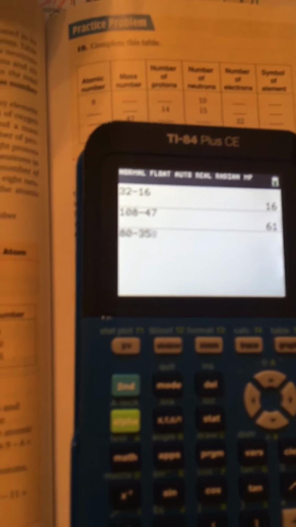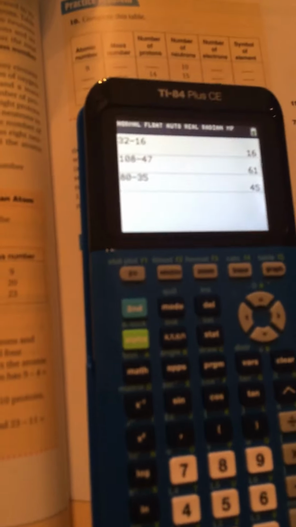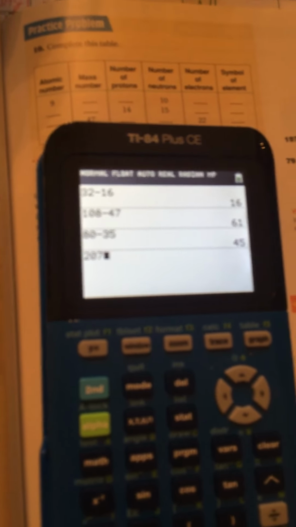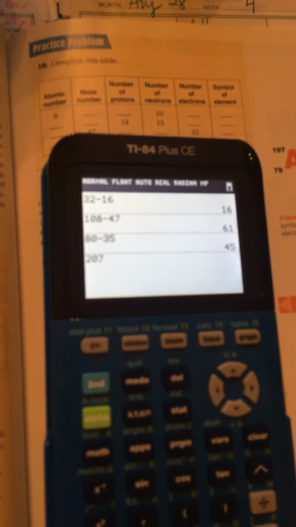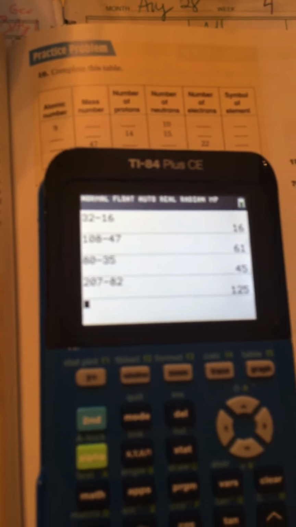Even if it's something simple that you should be able to do in your head, you need to use your calculator anyway. Your calculator doesn't freeze up. Your calculator didn't stay up too late playing a video game or texting your friend. So your calculator won't make dumb math mistakes, but you can. So for each one of those, all I did was subtract the protons from the mass, and that gave me the number of neutrons. All right, let's do another problem.